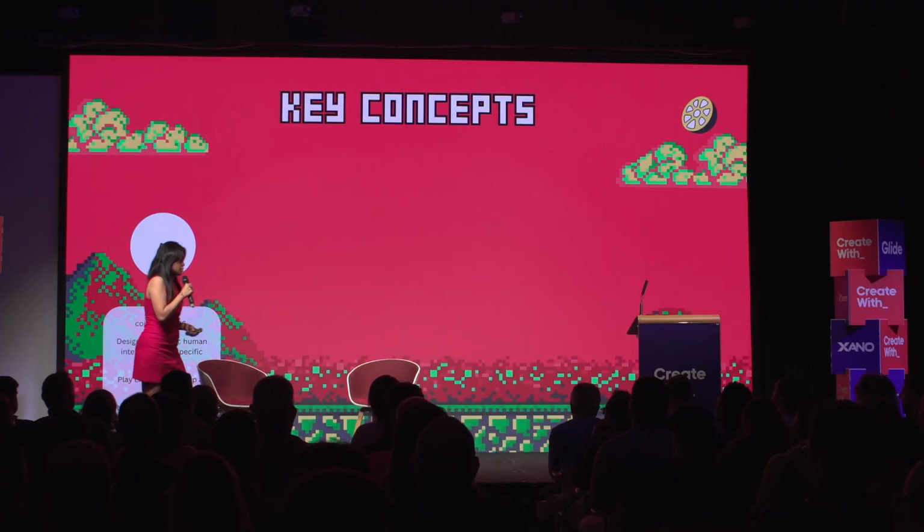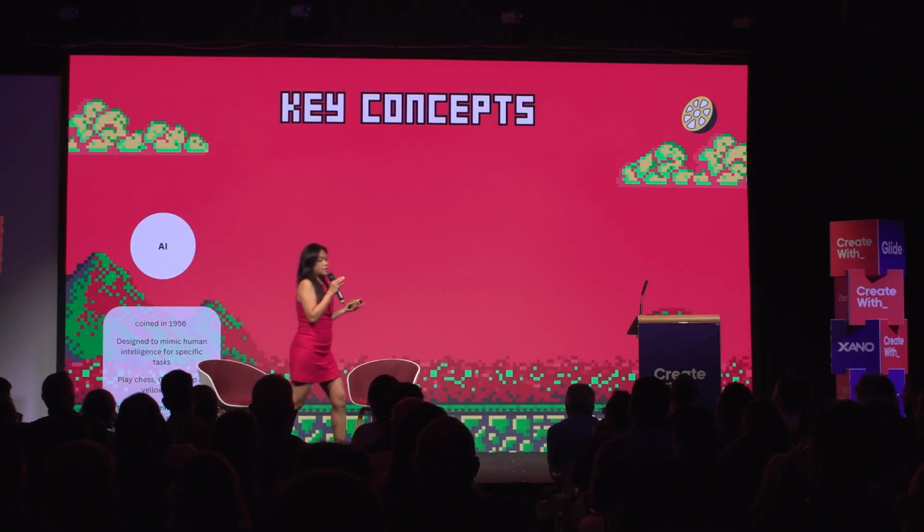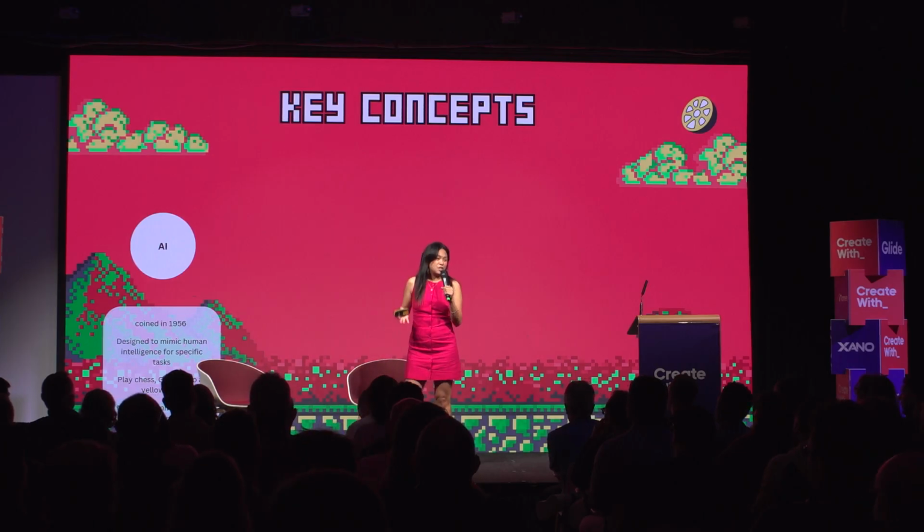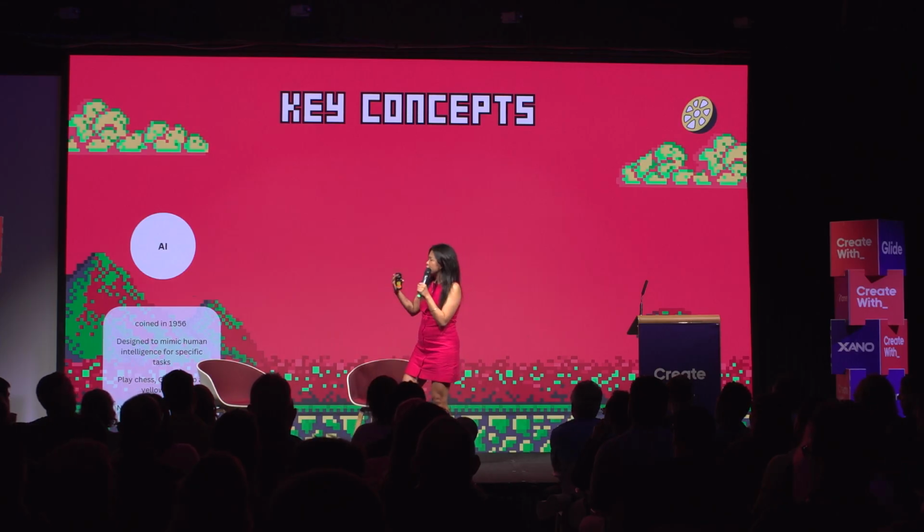So, key concepts. We all know what AI is. Before generative AI, we had seen AI beat chess. There's actually a really good book, but I forgot to bring the title again.